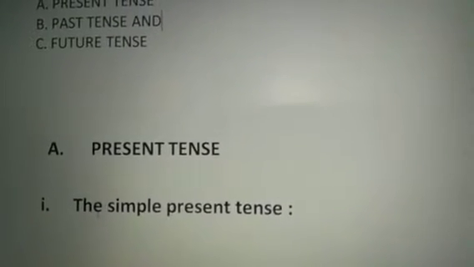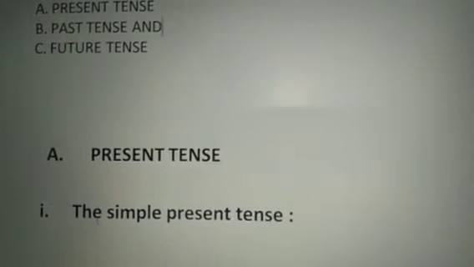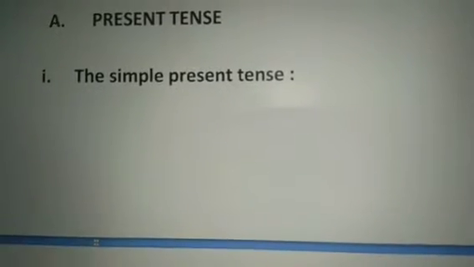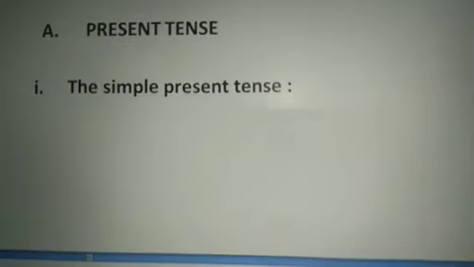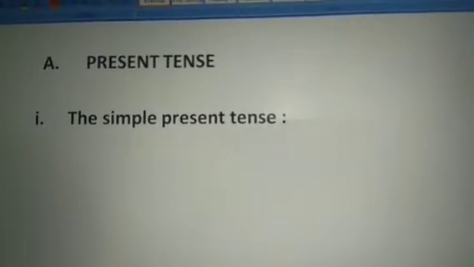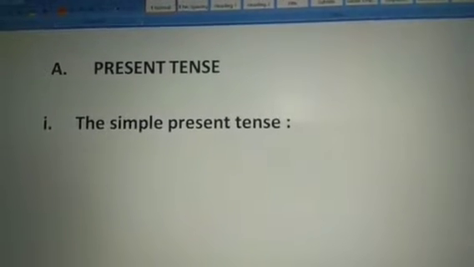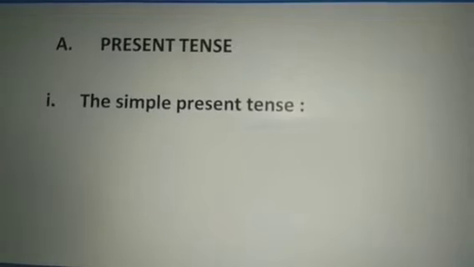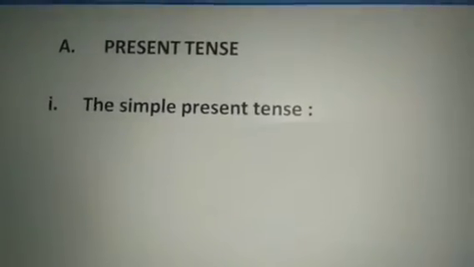As far as present tense is concerned, this one is divided into four subcategories. The first one is the simple present tense. The second one is the present continuous tense. The third one is the present perfect tense. The fourth one is the present perfect continuous tense. Now let us discuss the simple present tense first.